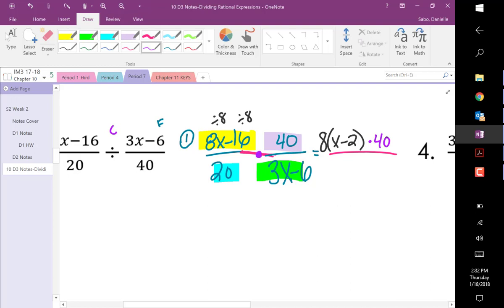I could take a 5 out there, but it's pointless. So if it's just a number, just write it. Same with this blue one here, this 20. I'm just going to write it. There's nothing to do. Okay?